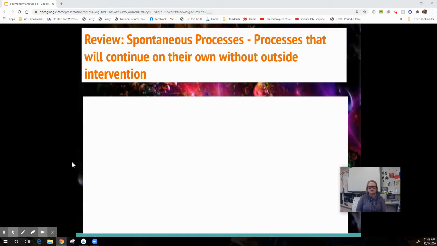So let's review what we mean by spontaneous processes. We saw this in learning target 9, but this will be a brief review. Spontaneous processes are processes that will continue on their own without outside intervention. For example, if I set a ball on the top of a ramp and release it, it will roll down the ramp on its own, thereby being a spontaneous process.